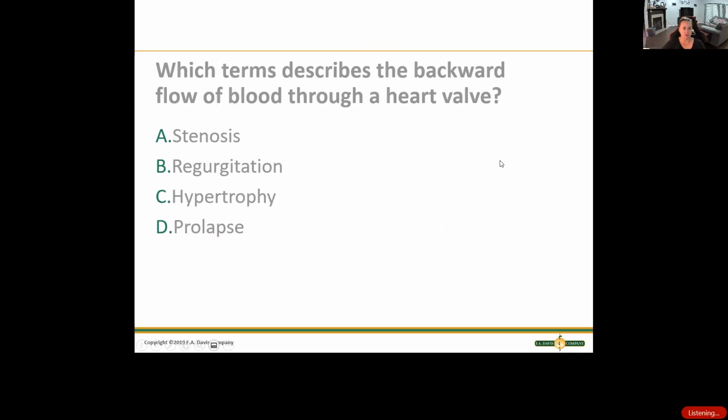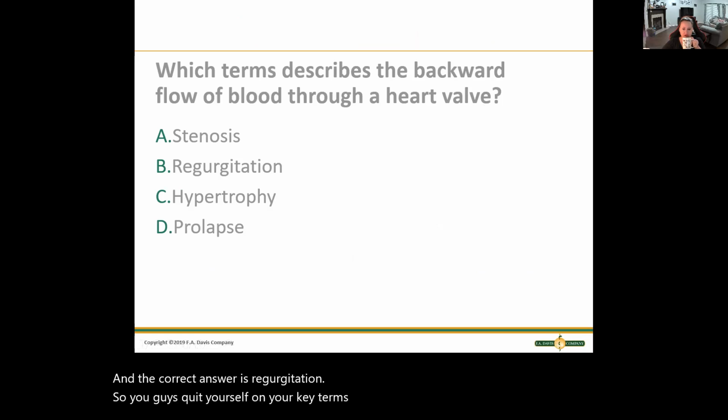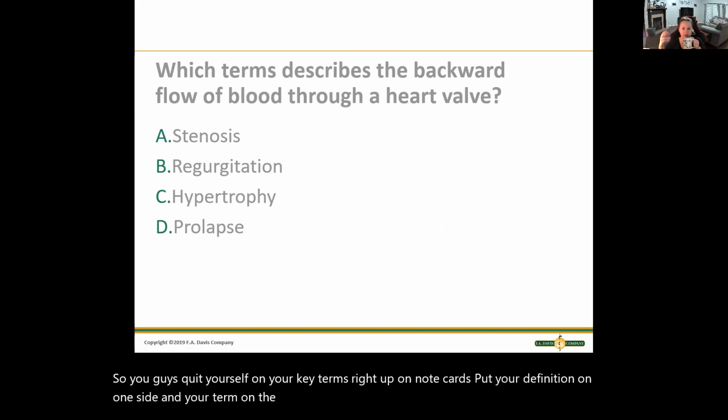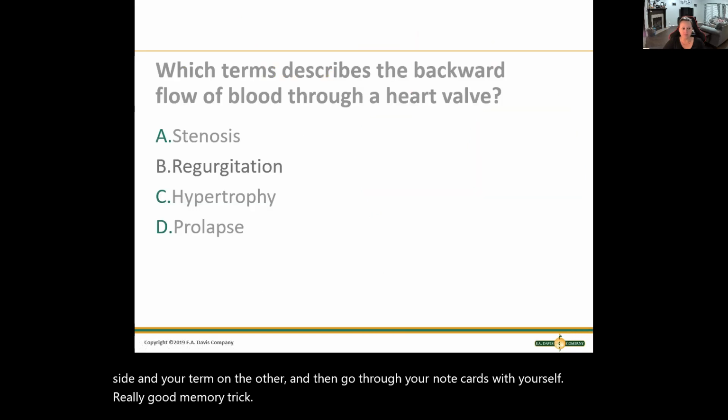Okay, so which term describes the backflow of blood through a heart valve? And the correct answer is regurgitation. So you guys quiz yourself on your key terms, you know, write them on note cards, put your definition on one side and your term on the other, and then go through your note cards and quiz yourself. It's a really good memory trick.